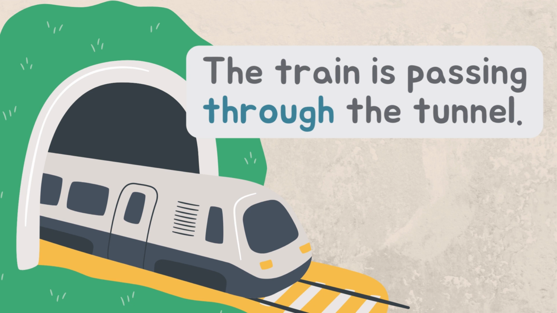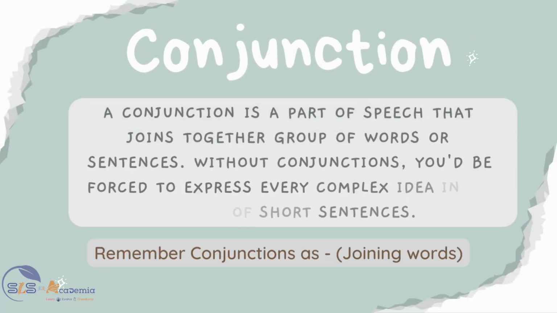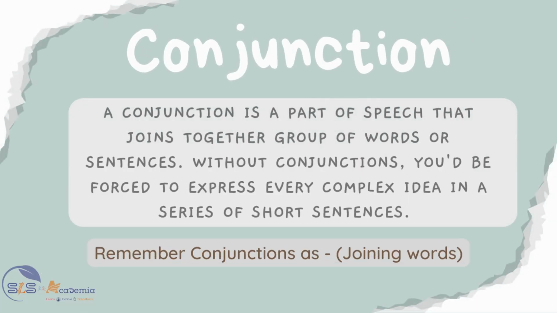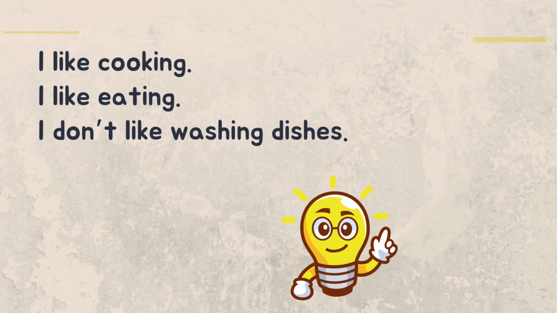Now that we have unlocked the power of prepositions, let's move on to the seventh part of speech, conjunctions. A conjunction is a part of speech that joins together a group of words or sentences. Without conjunctions, you'd be forced to express every complex idea in a series of short sentences. Let me give you an example. Take a look at these sentences.